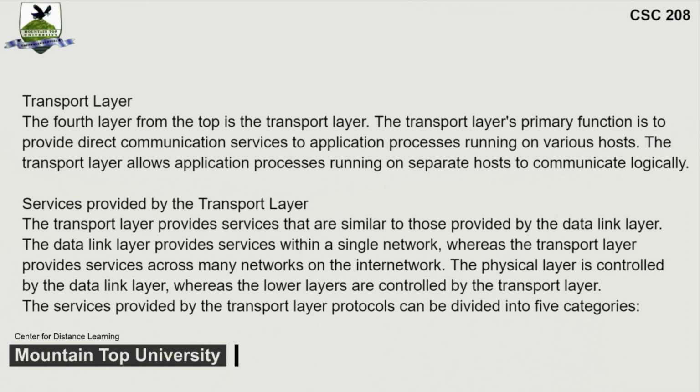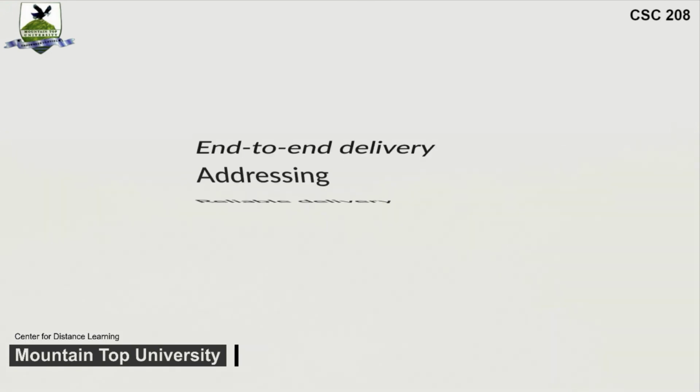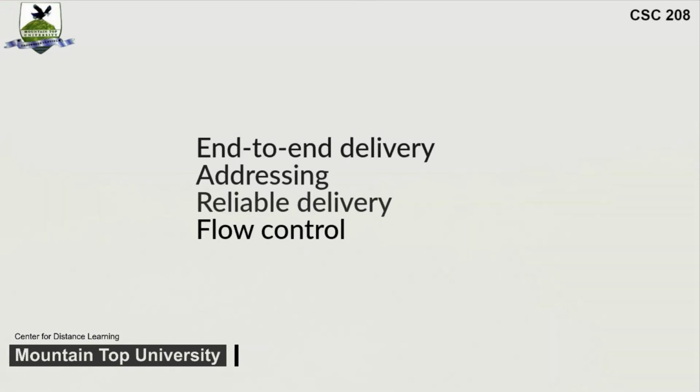Services provided by the transport layer. The transport layer provides services that are similar to those provided by the data link layer. The data link layer provides services within a single network, whereas the transport layer provides services across many networks on the Internet. The physical layer is controlled by the data link layer, whereas the lower layers are controlled by the transport layer. The services provided by the transport layer protocols can be divided into 5 categories. 1. End-to-end delivery. 2. Addressing. 3. Reliable delivery. 4. Flow control. 5. Multiplexing.